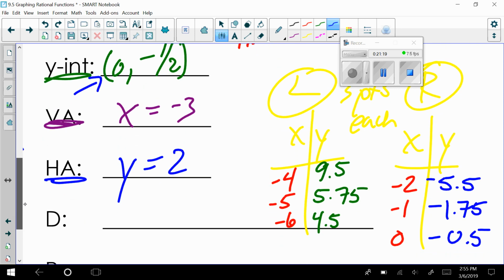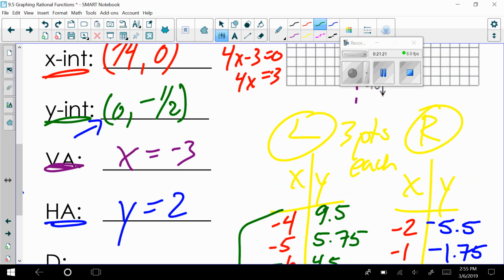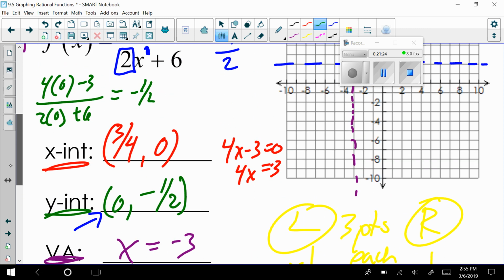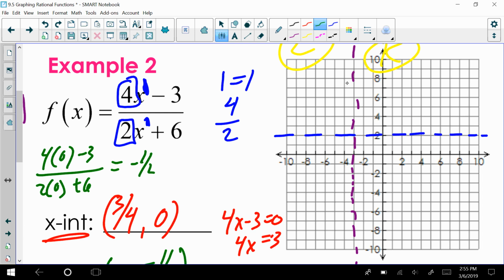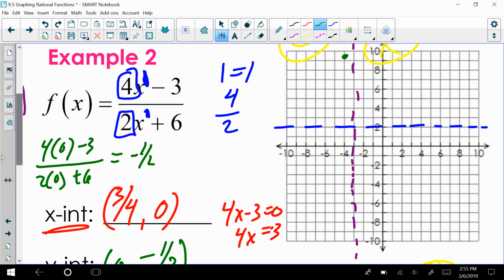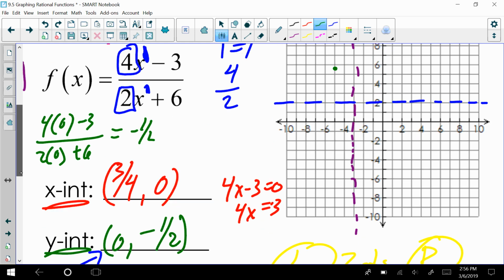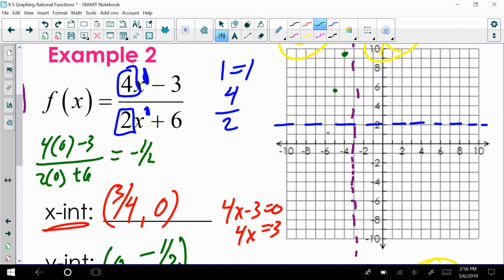Well, now it's just a matter of plotting those. I'll try to do these points over here in green, and I'll do the other ones in blue. So I have -4, 9.5. Then I have -5, 5.75. Yeah, almost to the 6, right about there. Looks good. And then I got -6, 4.5. And now you can kind of see what's happening. It appears that it's bending just kind of like this. It got sloppy there at the end, but you can get the gist.